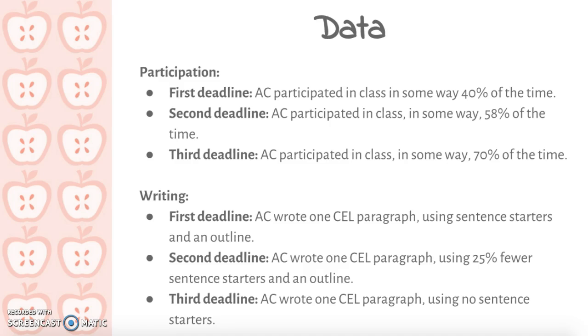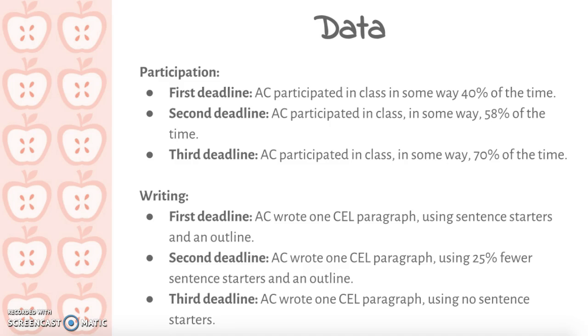Now, this isn't the 100% of the time that we had set as a goal originally, but 70% of the time for a quiet student like AC, I think is doing well. And I also don't think that participating in every single class is necessary to show that a student is learning. So I think getting her participation up in any way is an improvement.